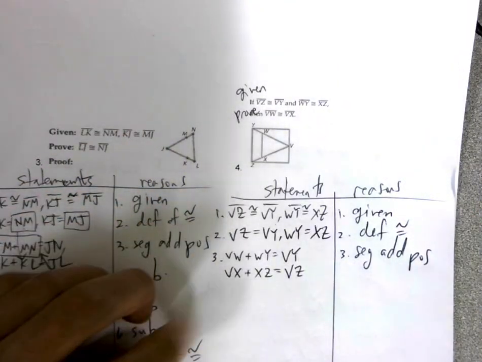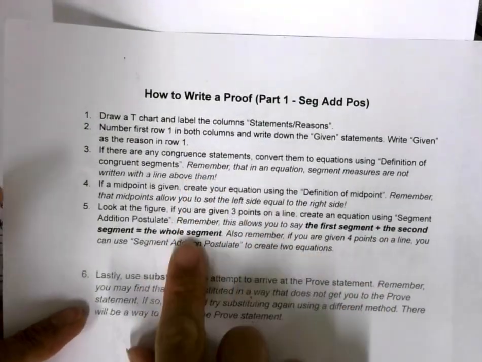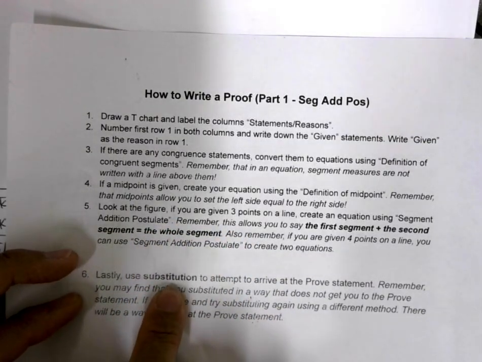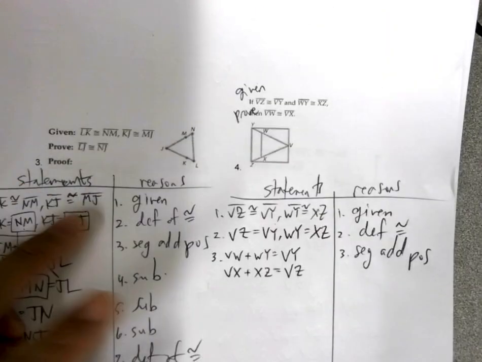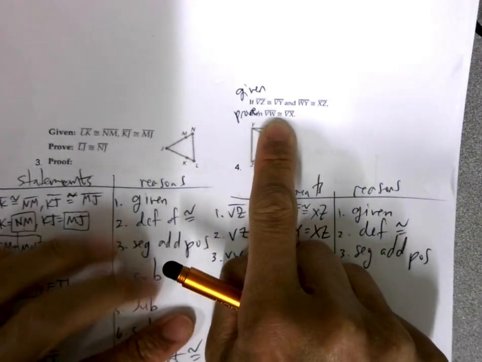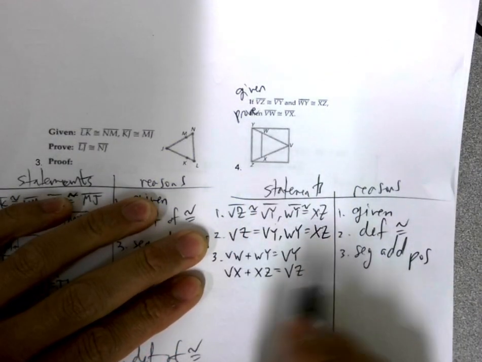Alright, so going back to our algorithm, what do we do after we use segment addition postulate? Last step is to use substitution to try to get to the proof statement. So we're trying to prove VW is equal to VX. So how can we do that?